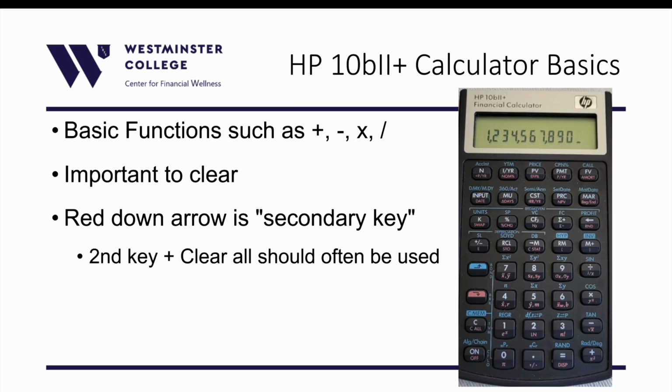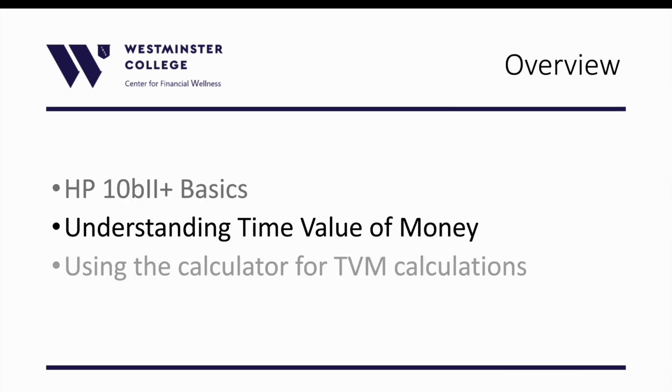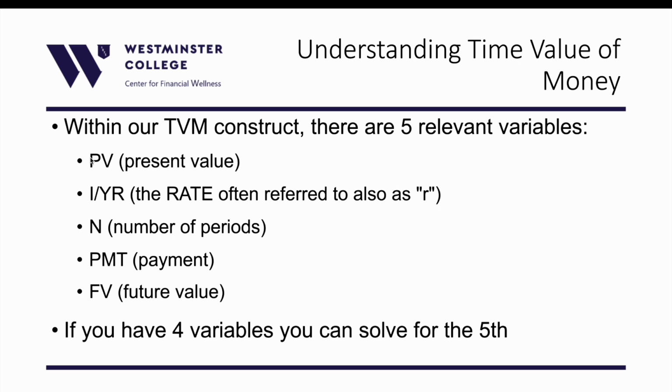Within our time value of money calculations, we have 5 important variables. Now, if you look at the top of your calculator, these top buttons right here are going to be those 5 variables, and I'm going to explain what each of them is right now. So first we have the present value, PV. Next we have I per YR. This is sometimes referred to as R, or the interest rate. Next is N. That's our number of periods that we're using in our calculation. This can be in years. This could also be in months. We'll talk about how to change those things around if it is in years or months. Then there's the PMT button, which means payment, and FV, which is future value.